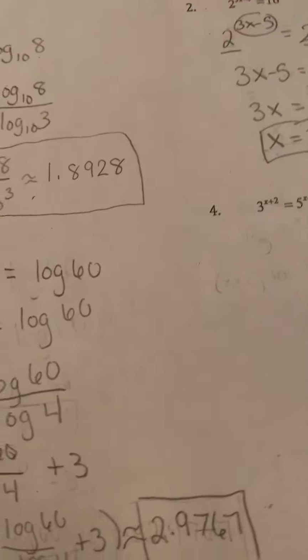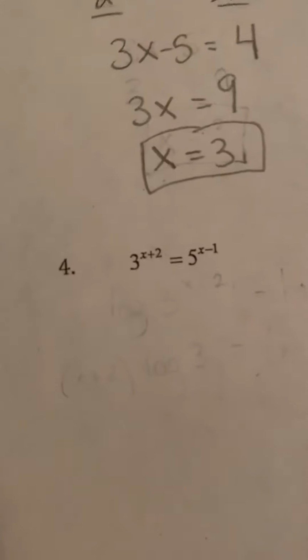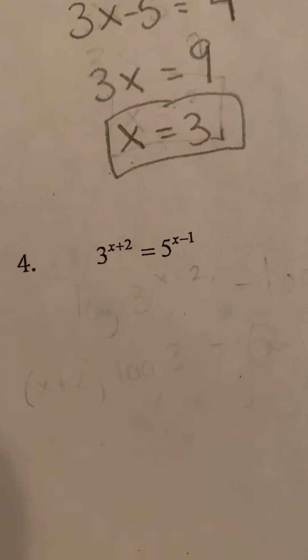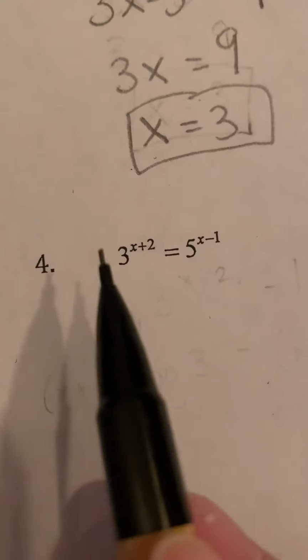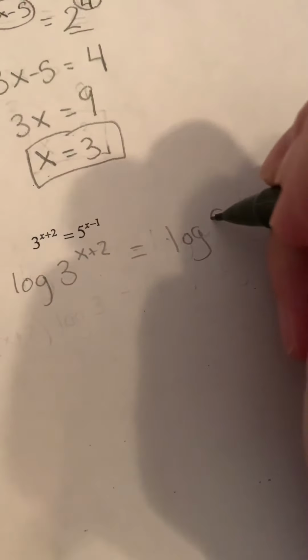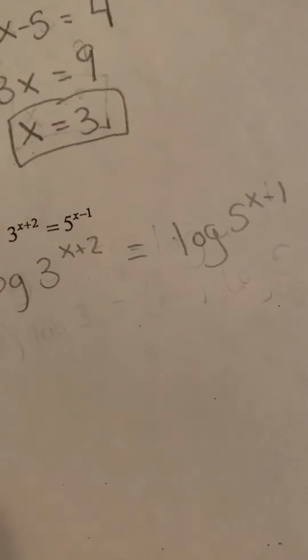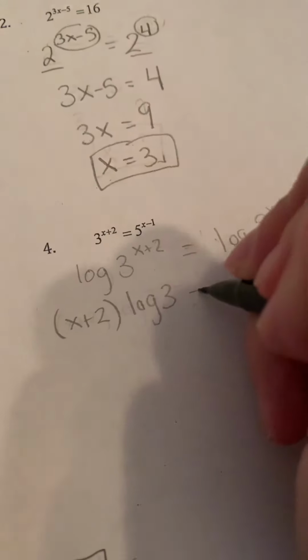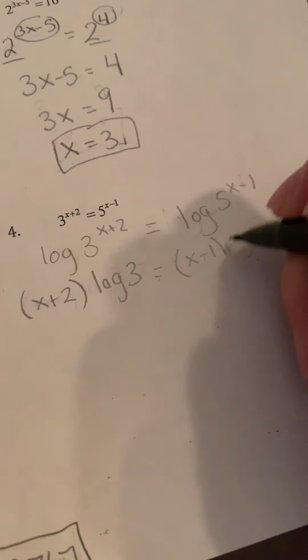Okay, let's look at the next one. Next one is similar in the fact that we'll need a calculator because we can't write these with the same base. So I'm going to take the log of both sides to help us get that variable out front. And this one's going to require a little bit more work because we have exponentials on both sides and variables on both sides. So now my x plus 2 can come out front, and x minus 1 as well can come out front.